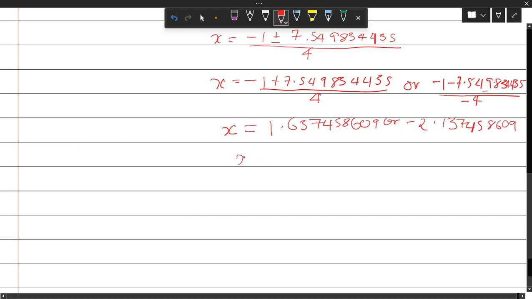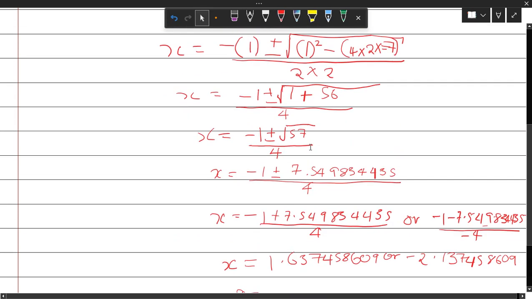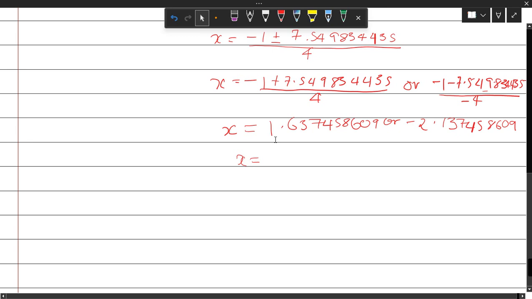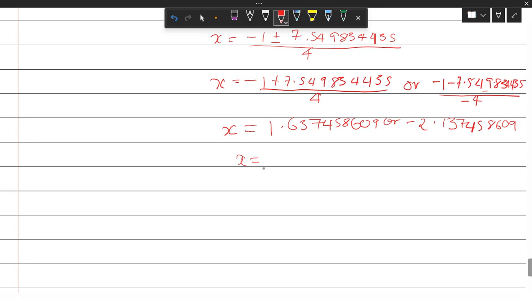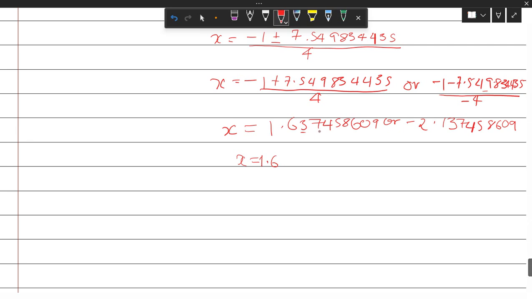So x equals, what did the question require us to round the answer to? 2 decimal places. So 2 decimal places means after the point, you only have 2 numbers. So this would be 1.6, meaning the second decimal place is here. And you look at the number after it. If it's 5 or greater, it adds 1. So you know this is 7, so we get 1 from 7 and add it to 3, so it will be 4.